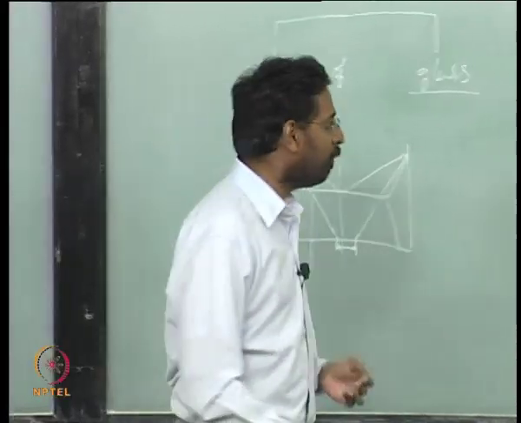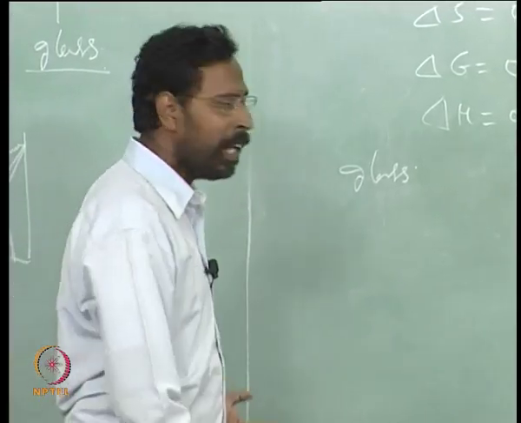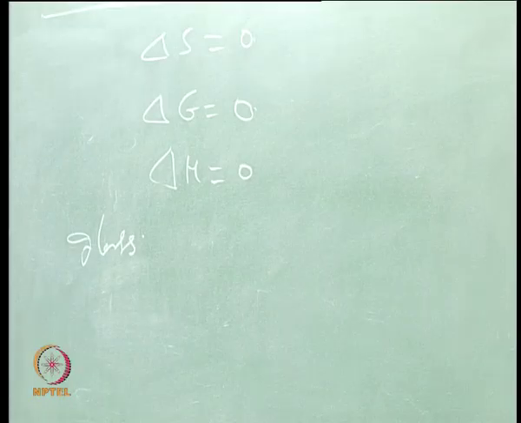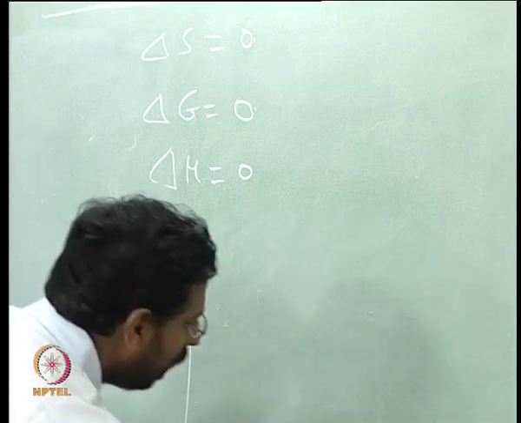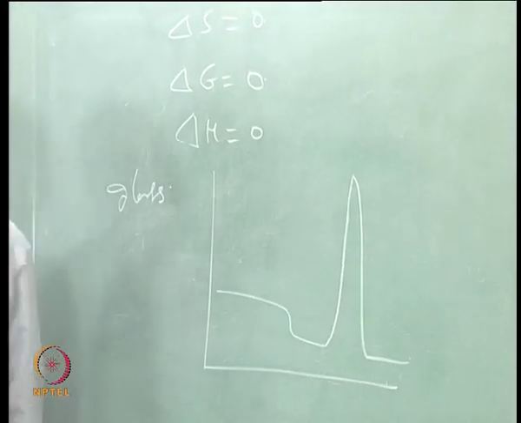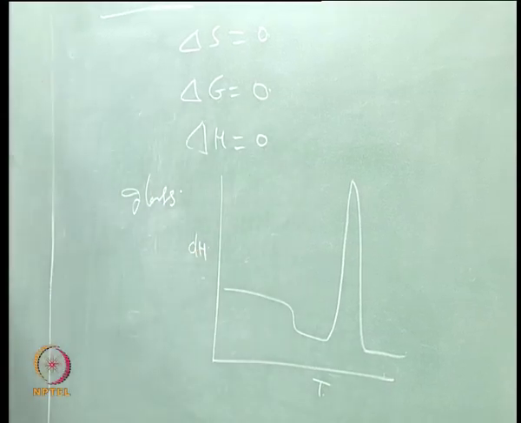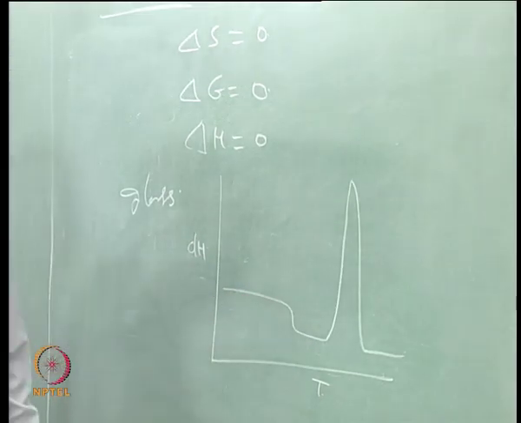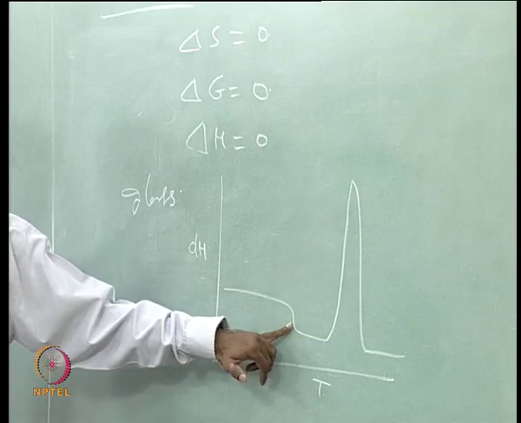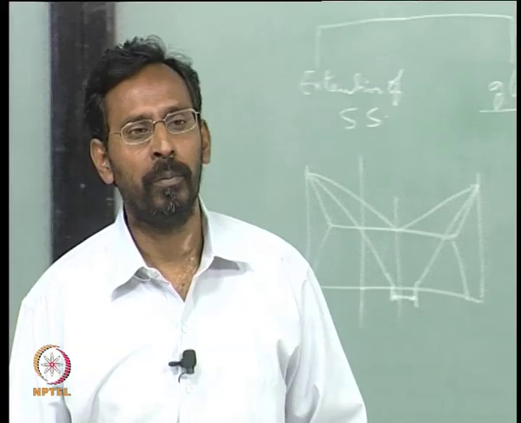That is why, for example, if I take a glass and simply heat it in a DSC, what we usually see is a plot like this, where here is temperature, and here is some delta H, heat evolved or heat absorbed, depending on the direction. So, as I heat, you see a step somewhere here, and then you see a peak. What does this step and what does that peak correspond to?